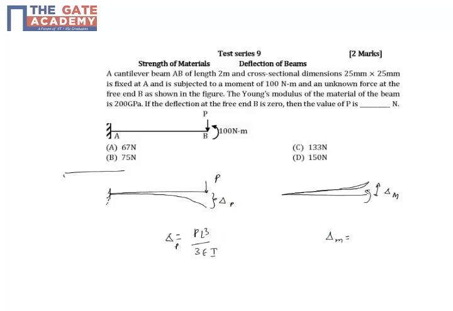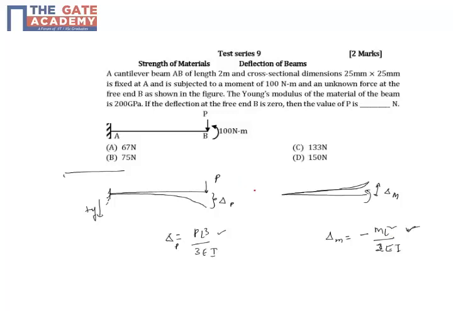Now delta M is in the opposite direction, and we take downward deflection as positive. So delta M is ML squared by 2EI. These individual formulas, when you have a load acting, what is the deflection, and when you have a moment acting, what is the deflection, are derived by the double integration method for deflection of beams. So you are supposed to remember them for this problem: PL cubed by 3EI, ML squared by 2EI.